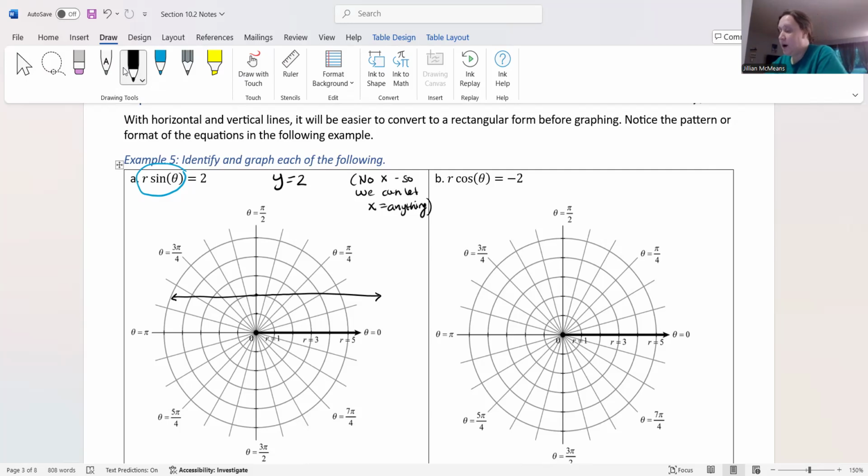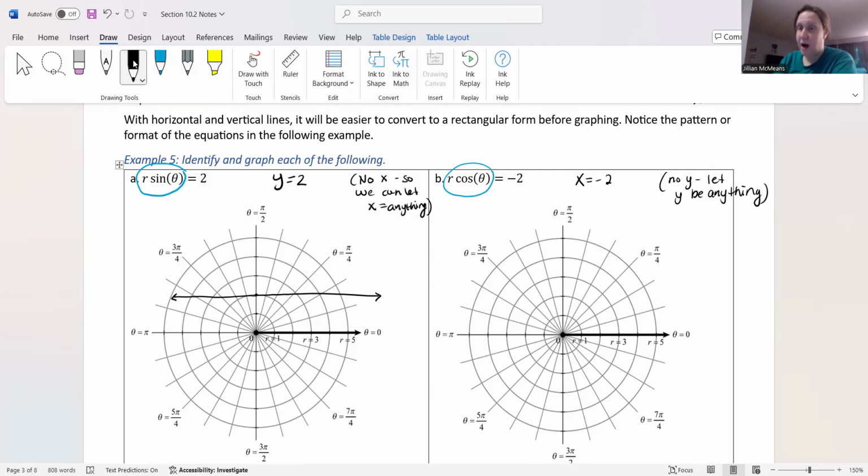Okay. Now, for the next one, we have r times cosine theta equals -2. So we again have a substitution. We know that r times cosine theta is really just x. So let's go ahead and do the substitution, and we get x equals -2. So there's no y. So we can let y be anything. We can set y to be literally whatever we want. Okay, so no matter what we let y be, we're always going to get x is -2.